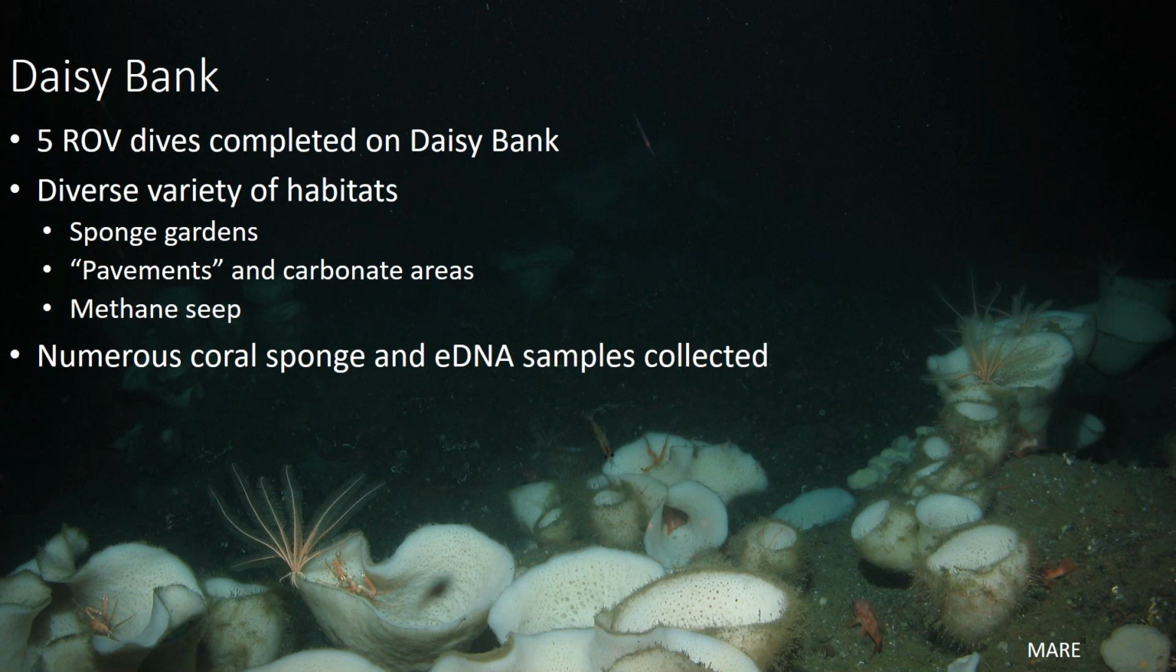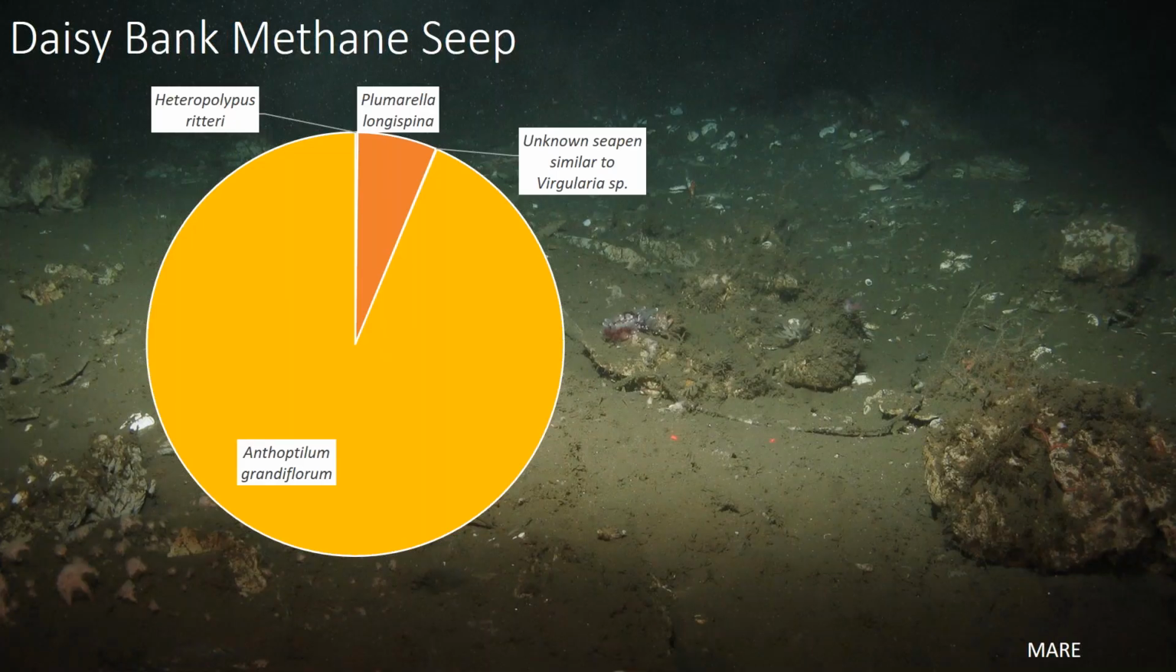So we completed 5 ROV dives on Daisy Bank. We surveyed a diverse variety of habitats on the bank, including sponge gardens, pavements and carbonate areas, and a methane seep. And we also collected numerous coral, sponge, and environmental DNA samples. We sequenced these samples for both corals and fish. And we were able to identify different coral communities on different parts of the bank.